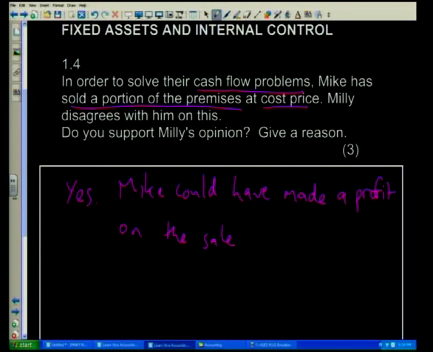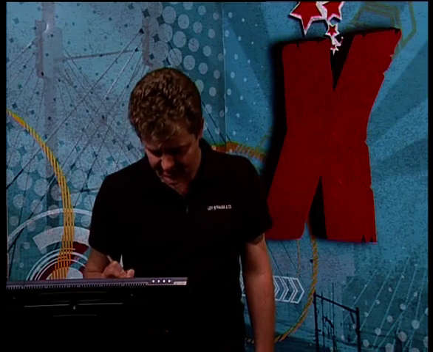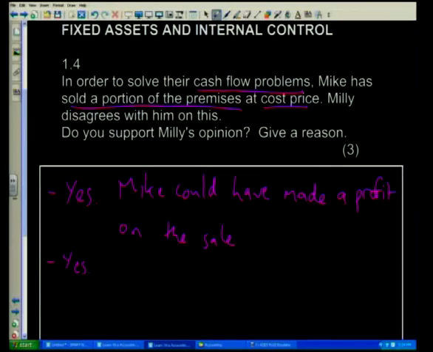A second possibility is that land and buildings are very scarce resources, and having a piece of land is always a good thing to have because you can use it for different reasons in the business. So instead of renting premises, if you have your own premises, that's usually an advantage. So Millie could also have said, yes, she disagrees because this will negatively impact the business in the future.